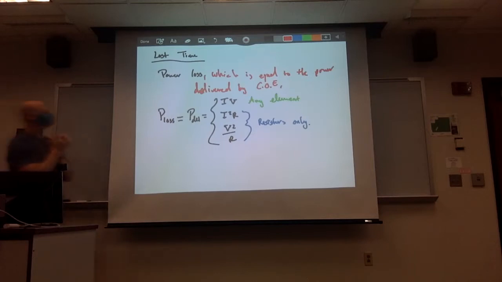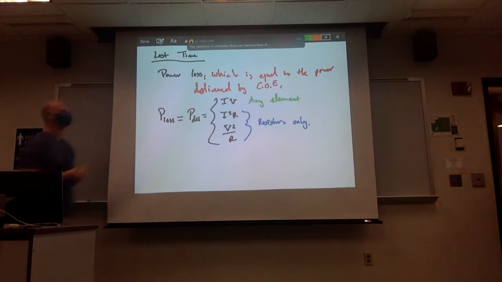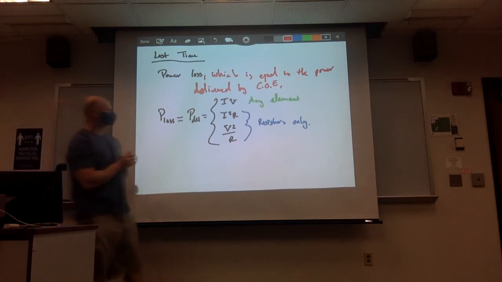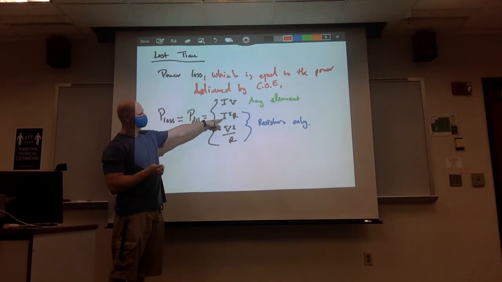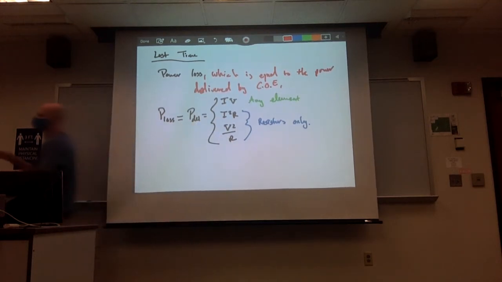So as we said last time, this power loss is simply equal to the power which is being delivered by conservation of energy. We found that the power delivered, which is equal to the power loss, is equal to the current times the potential difference across that electrical element. That's for any electrical element. Or using Ohm's law, that's also equal to the current squared times the resistance, or the potential squared divided by the resistance, for resistors only.